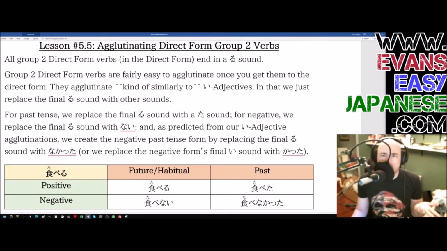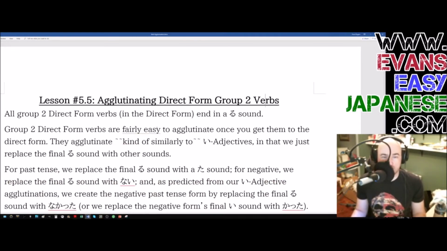Group 2 verbs, just a refresher, they're sometimes called ichidan verbs or group 2 verbs. I don't think I've ever heard a different name for them. They could also be called consonant verbs for some strange reason. Some people might even call them rue verbs because they all end in a rue, but that sounds like rhubarb.